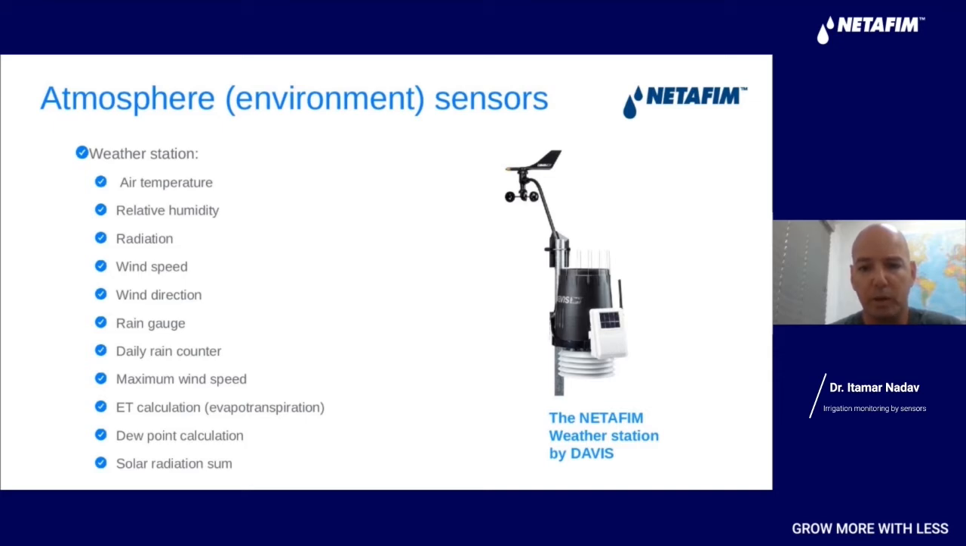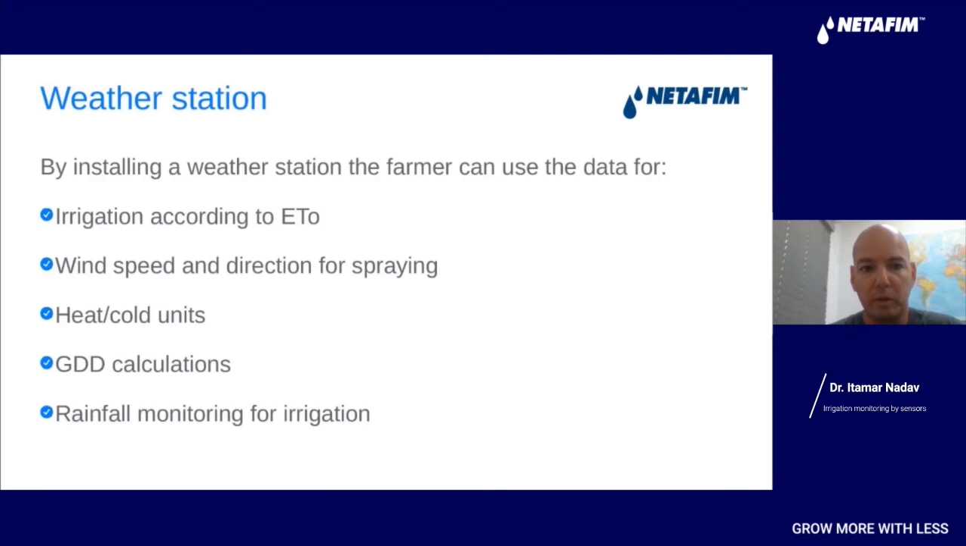And in Netafim, we are using the Davis station, which is very cheap and gives you good value for money, and you can place it everywhere. It's standalone, and you can get all the information online from this weather station. So what can we get from the weather station?